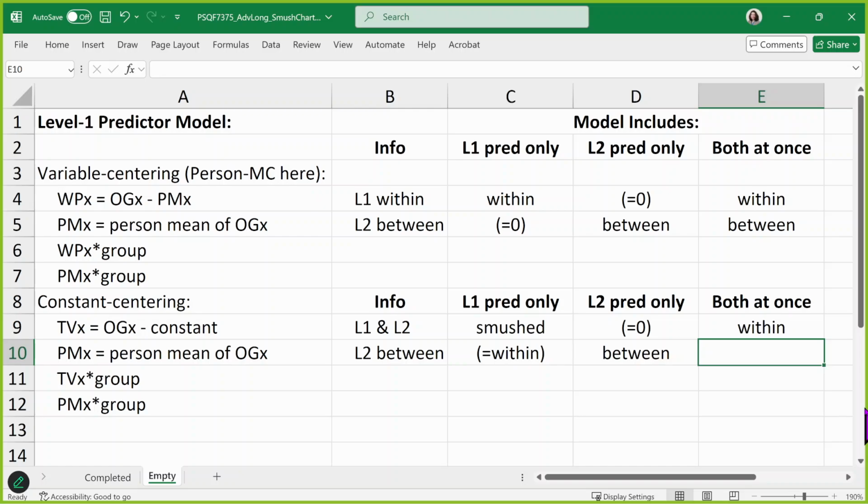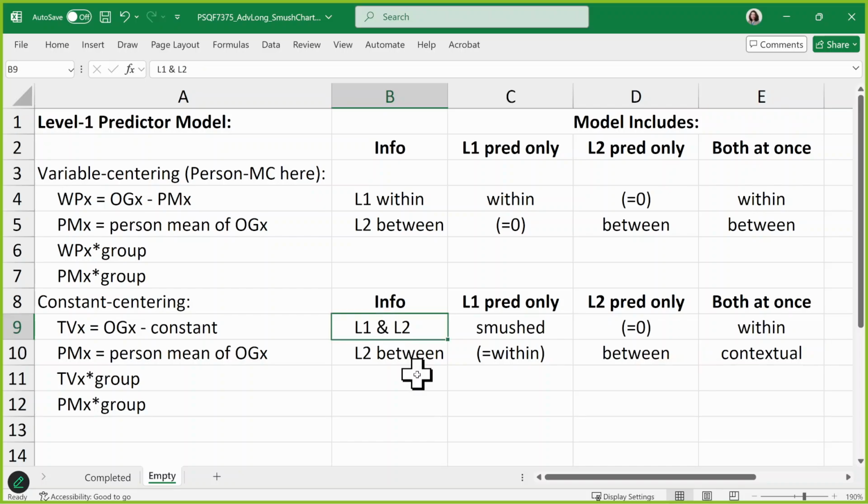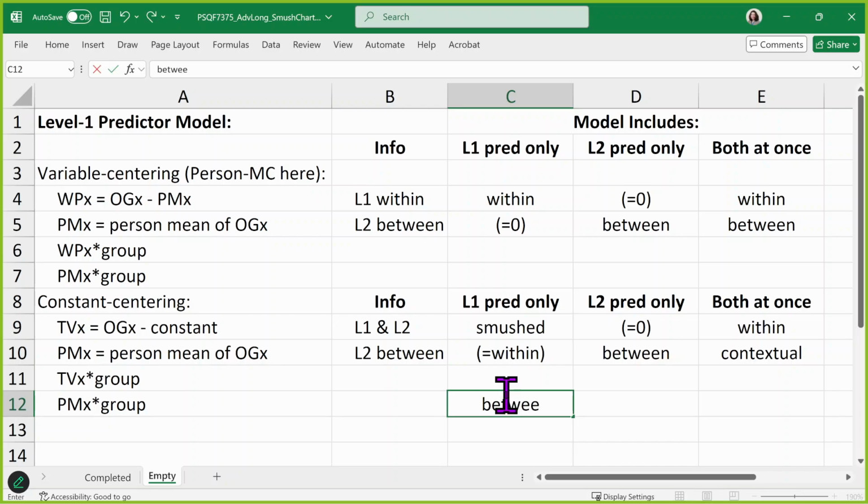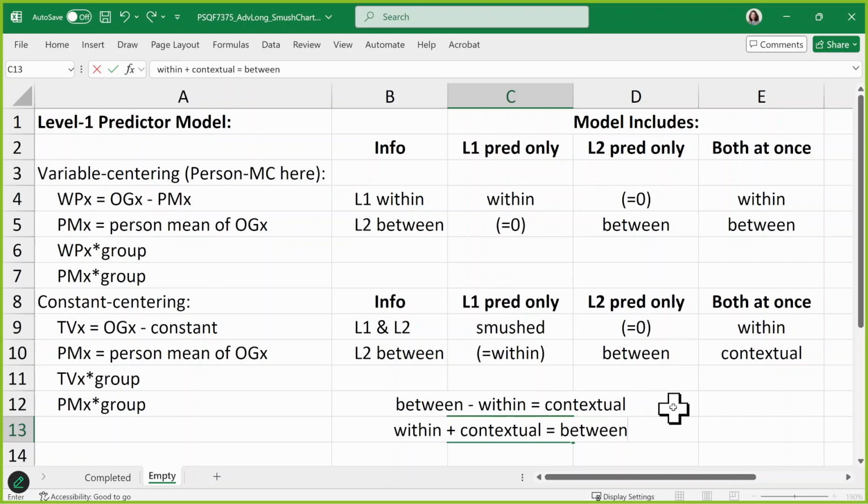What does this one become then? Within, between, contextual, or smushed? Yeah, C. This one is the contextual. Because it is also controlling for the level 2 part that is still within that time-varying x. So contextual is bringing you up to what the full between effect would have been. So several of you wrote the relationship here. Between minus within equals contextual. And within plus contextual equals between. So you can get back and forth.